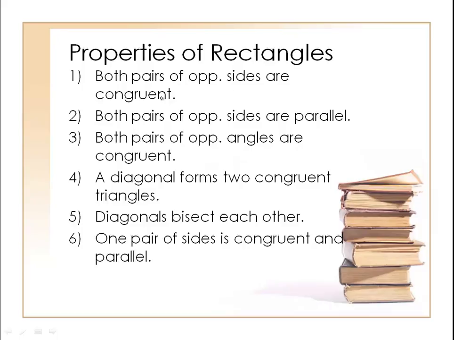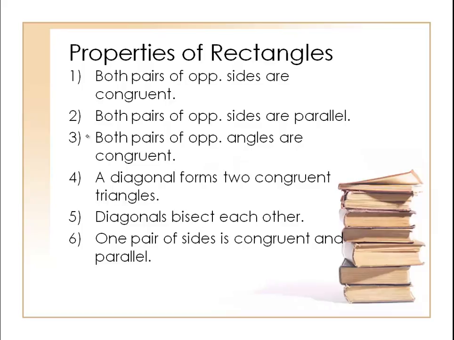Both pairs of opposite sides are congruent, both pairs of opposite sides are parallel, both pairs of opposite angles are congruent, a diagonal forms 2 congruent triangles, diagonals bisect each other, and one pair of sides is congruent and parallel. To go from a parallelogram to a rectangle, we've got to be a little bit more specific. These 6 things are properties of a rectangle, and then we have 2 more pieces that make it no longer just a parallelogram, but now a rectangle.